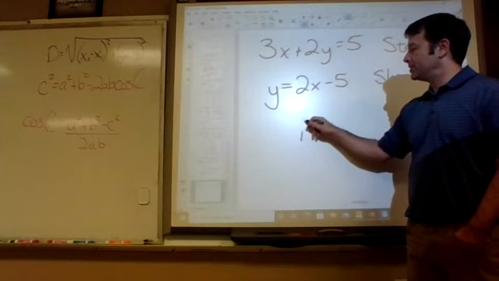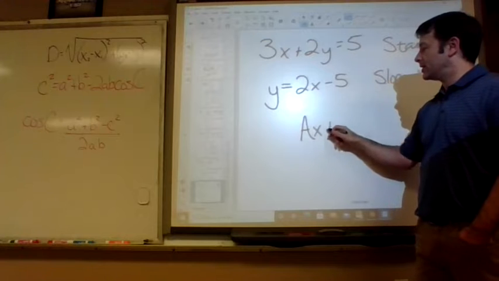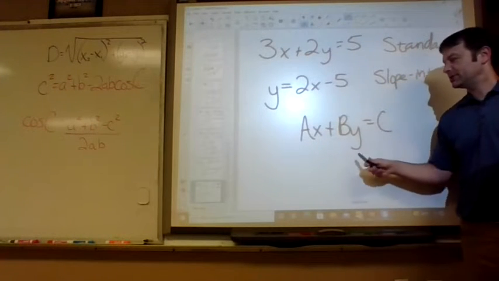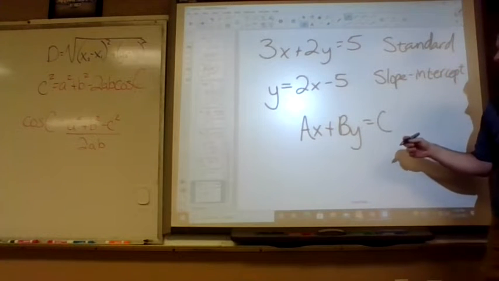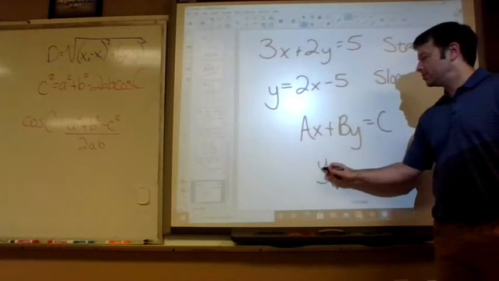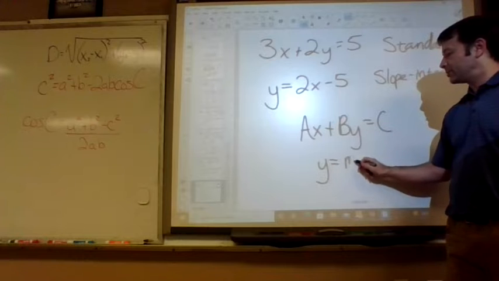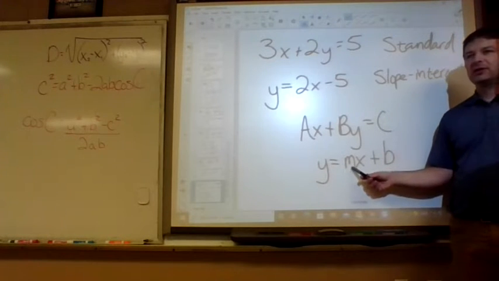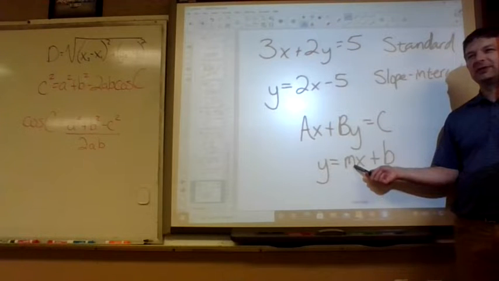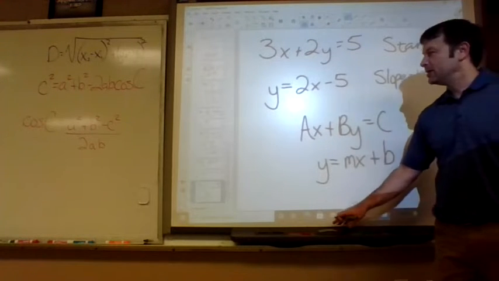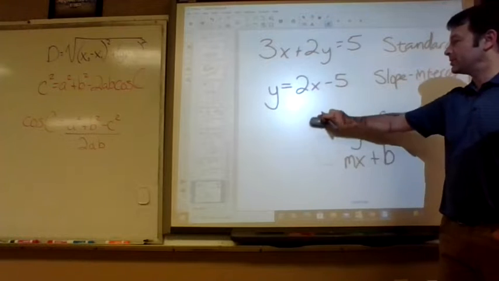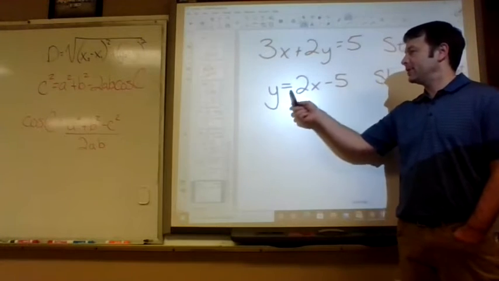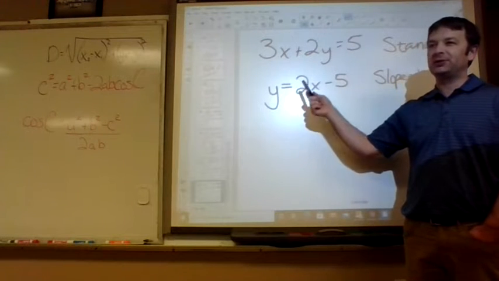In general, standard form looks like this: ax plus by equals c, where a, b, and c are constants. The general form of slope-intercept looks like y equals mx plus b. You remember what m stood for? The slope, yeah. This is why it's called slope-intercept form. When you get y by itself, the number in front of the x tells you the slope of the line.